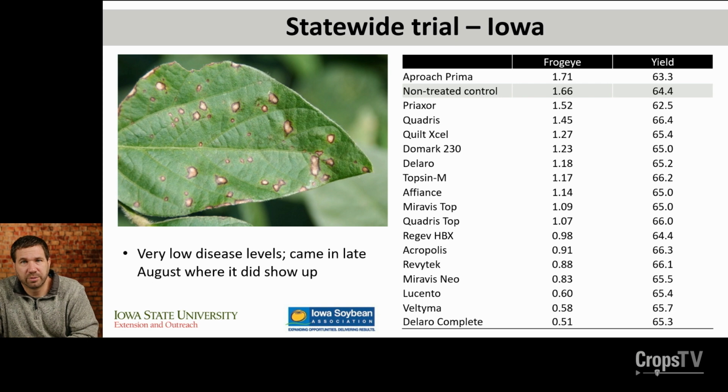If you look at the yield responses, the non-treated control had a 64.5 bushel per acre yield. And if you look, there's a couple in there that had close to maybe 2 bushel increases, but nothing consistent or significant across the 7 locations.